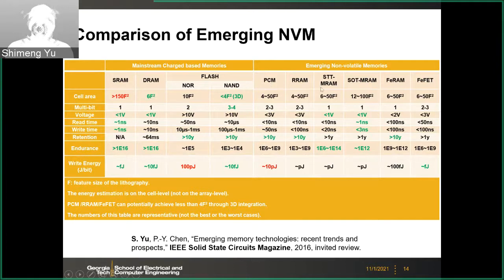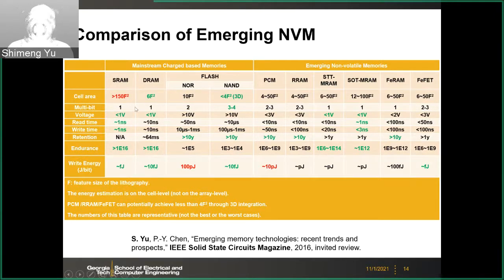And then generally the other emerging non-volatile memory may have a wide range of cell area, as low as 4 F square if you do the cross-point array, which we will discuss later. And if you do a 1T1R array, then you may have like 50 F square or even 100 F square, depending on the transistor's width. So here you see that this is better than SRAM, but not as good as DRAM or NAND flash.